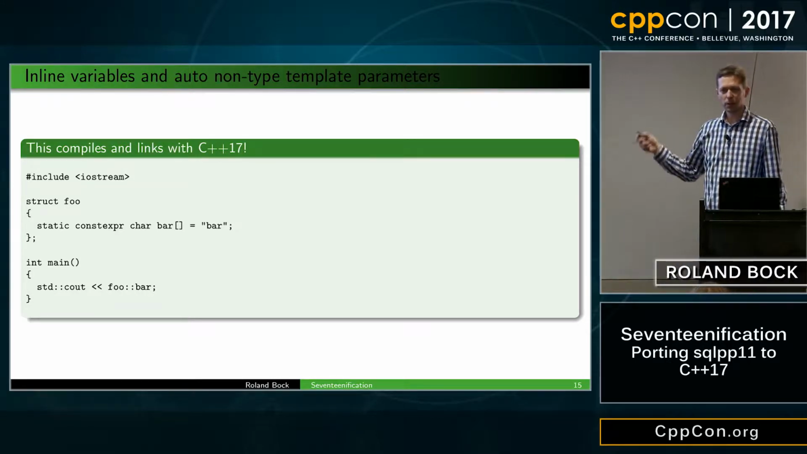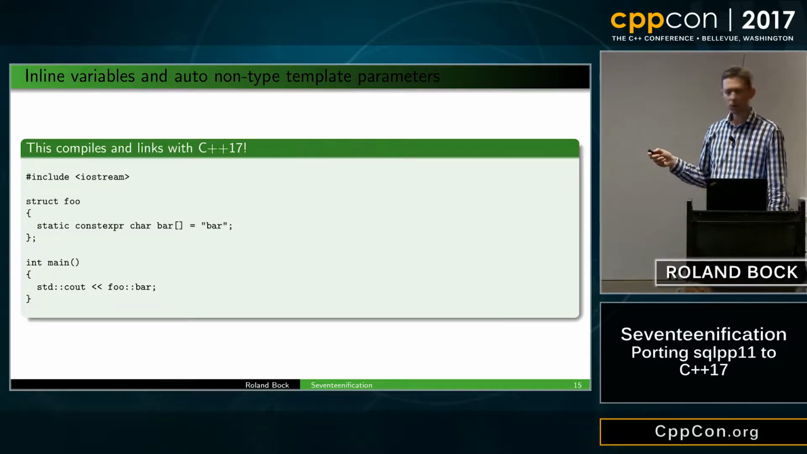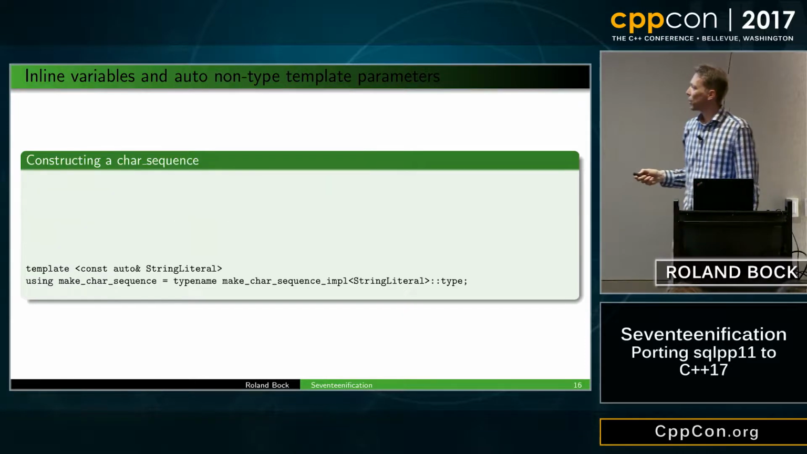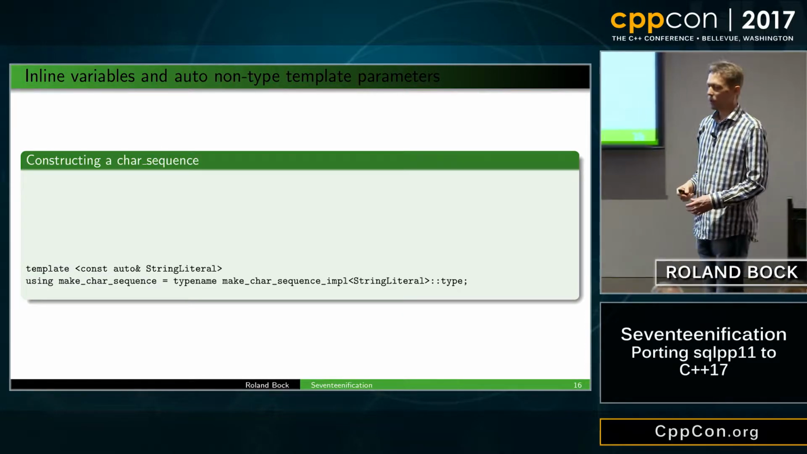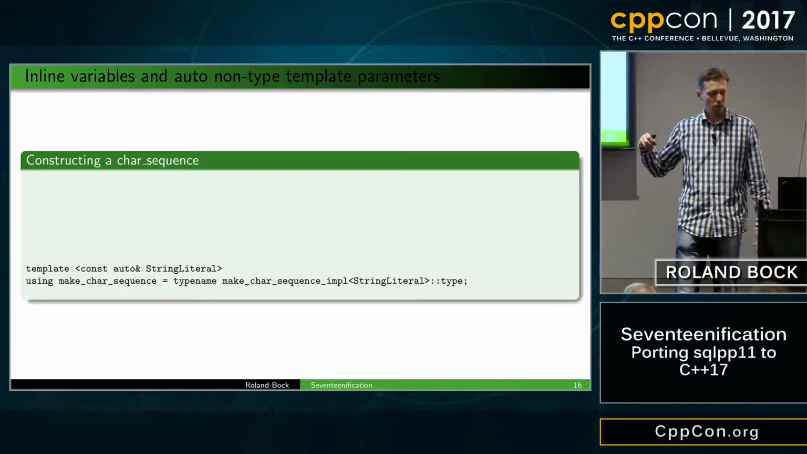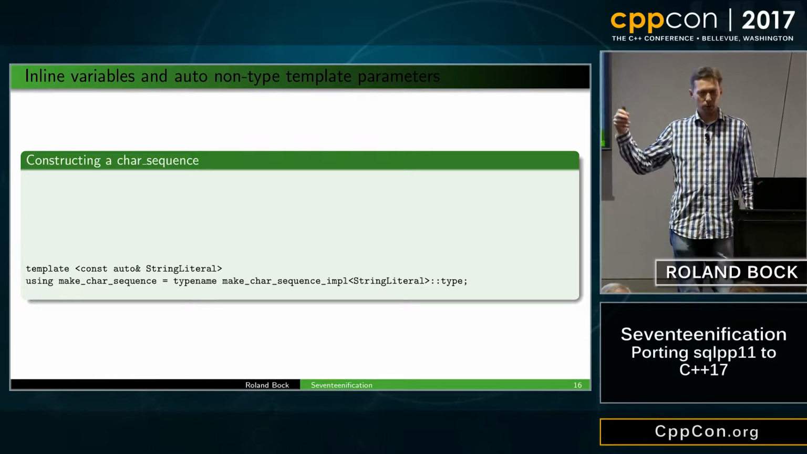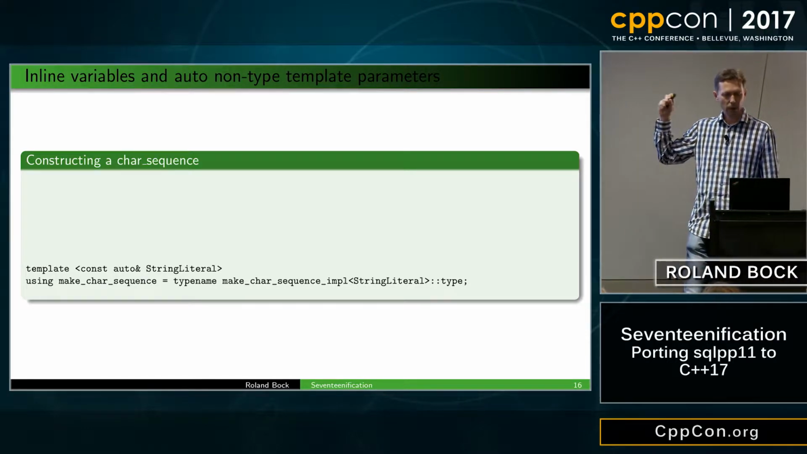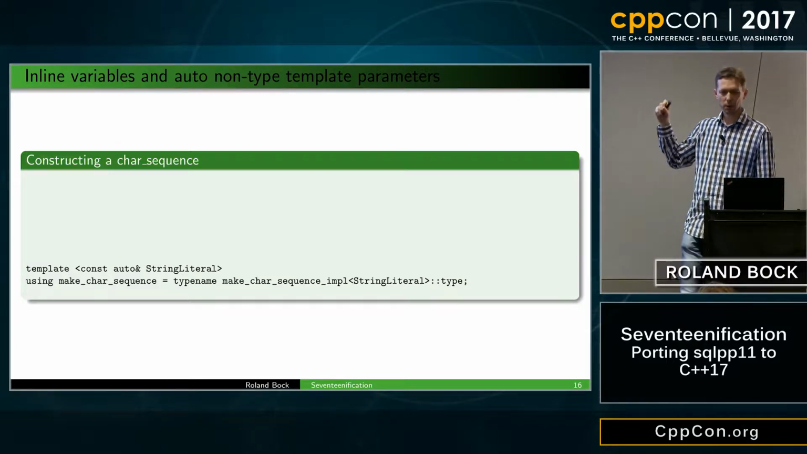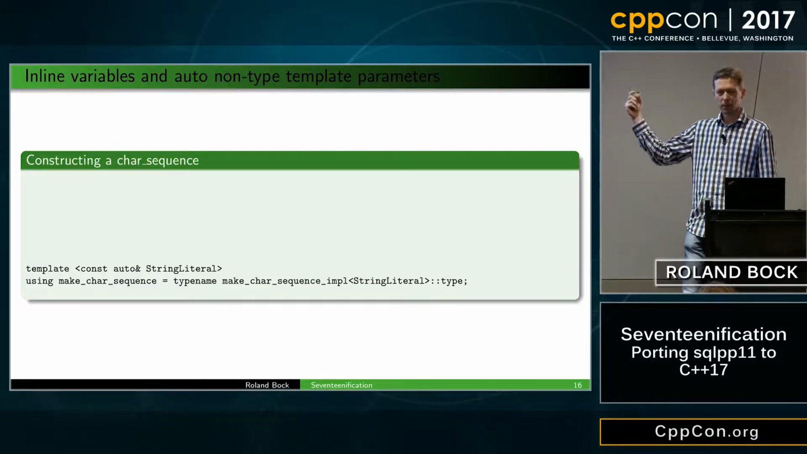It reduces the boilerplate for this character sequence class a bit. And what we can also do now is pass variables or references or whatever, so any non-type template parameters, to the template without specifying the type.